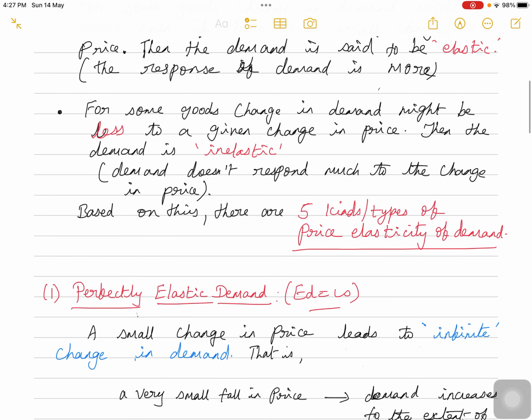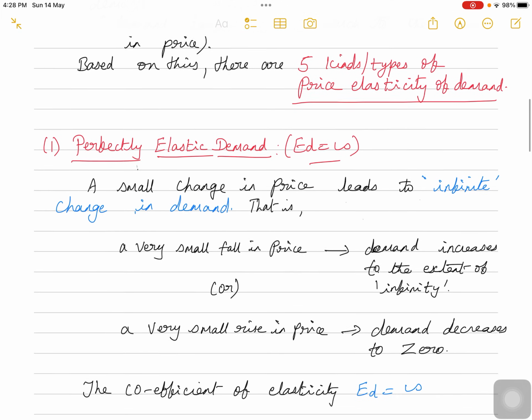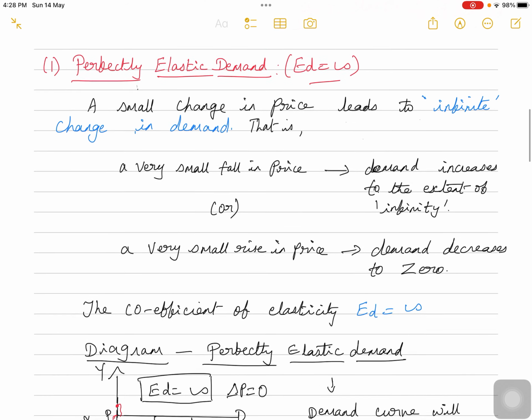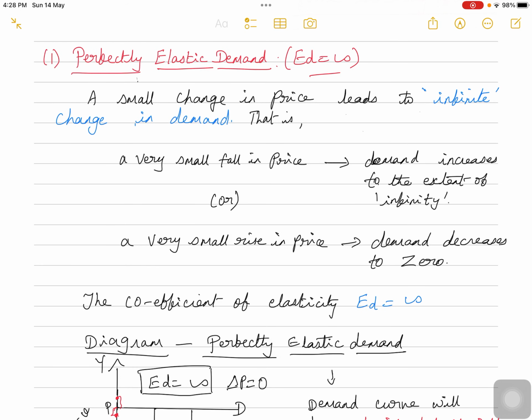Okay. So based on this, we have 5 kinds or types of price elasticity of demand. This is extremely important for your 2 marks and also for all the CPT students. So we have 2 extremes. One extreme is that there is no change in price, but there is a complete change in demand for a commodity. That is called perfectly elastic demand, or infinitely elastic demand.